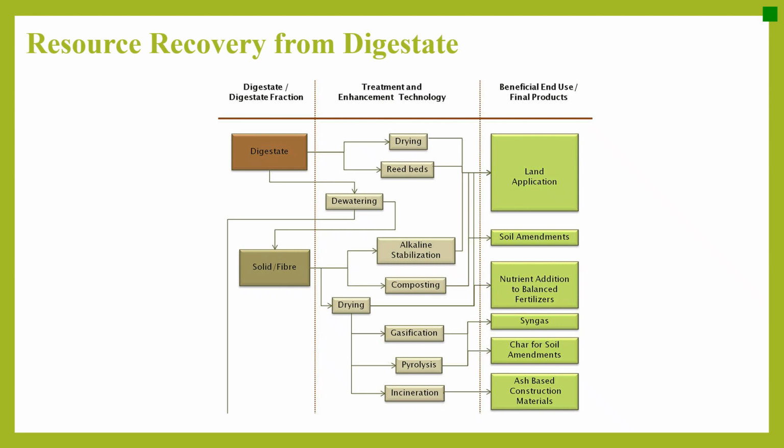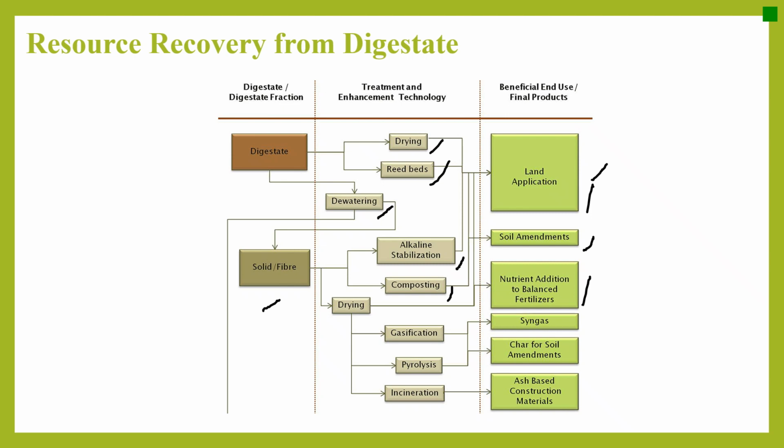So we can see that digestate can be taken as a whole, and after drying it can be applied to land. And also we can treat digestate in reed beds, and the water can be used, or the remainder can be used as land application. We can take digestate, and after dewatering we can get the solid fiber, and the solid fiber after alkaline stabilization can be used as soil amendments. And after composting, after certain nutrient addition, after producing balanced fertilizer, we can use it on land as well.